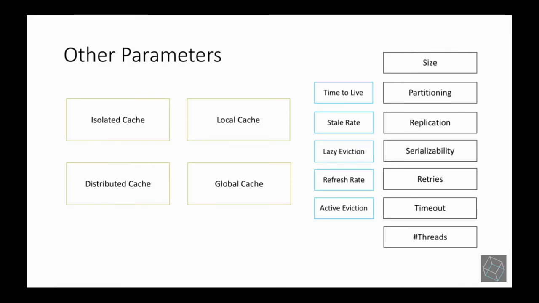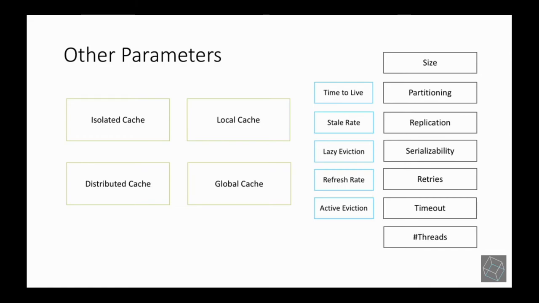Time to live says that you can set a certain amount of time. After that time elapses, your data gets automatically removed from the cache, which is slightly different from stale rate, because stale rate decides when the data gets stale, whereas time to live decides when I should remove the data from the cache.